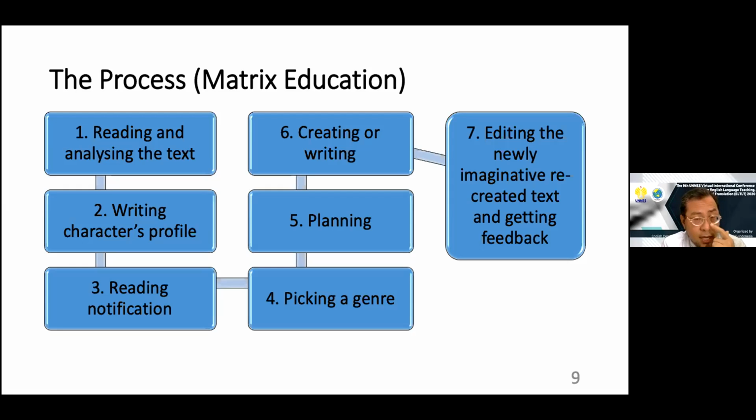So we ask the students to make notes, and here they start to create or write something. Probably they focus on a small part of the text. Then planning what kind of writing they can create, then picking a genre, and the last, number seven, is editing the newly created imaginative recreation text. This is the process in general.